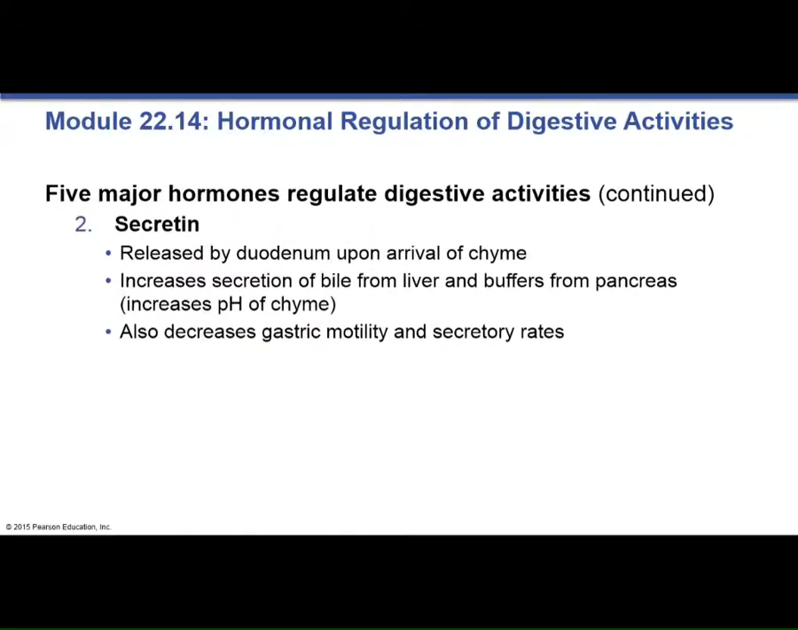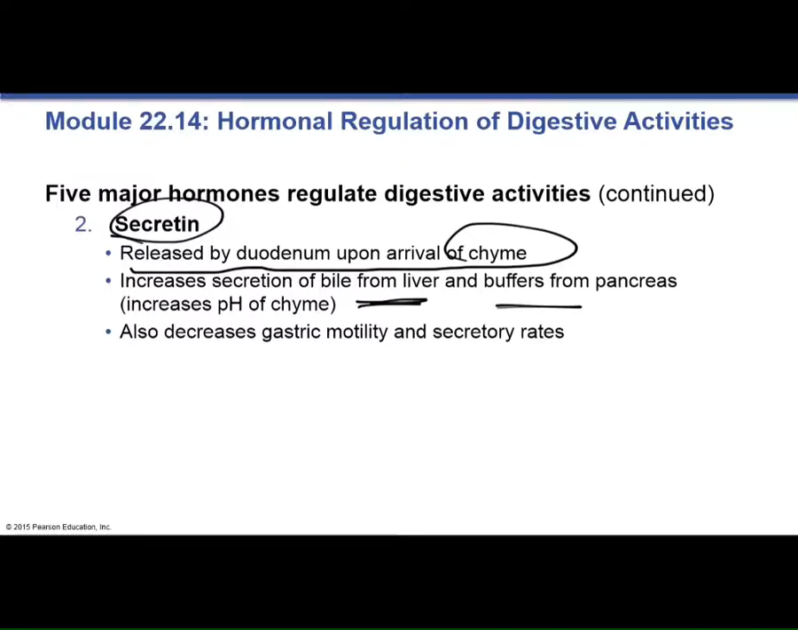The second one is secretin. Secretin is also released by the duodenum upon arrival of chyme. So it's that acid that activates secretin, and it's going to increase the secretion of bile from the liver and buffers from the pancreas.